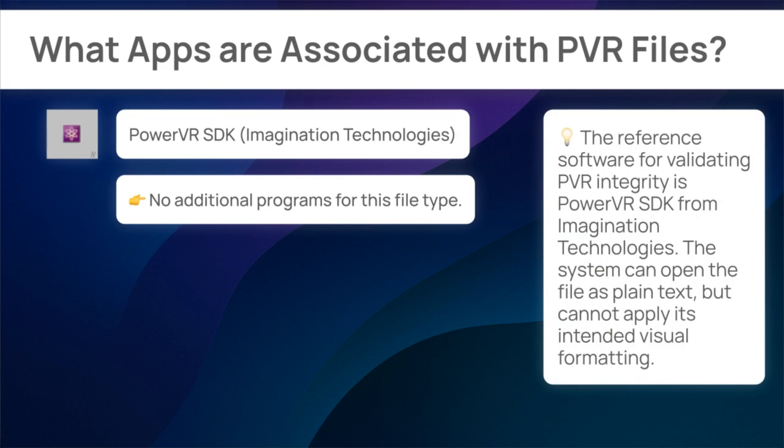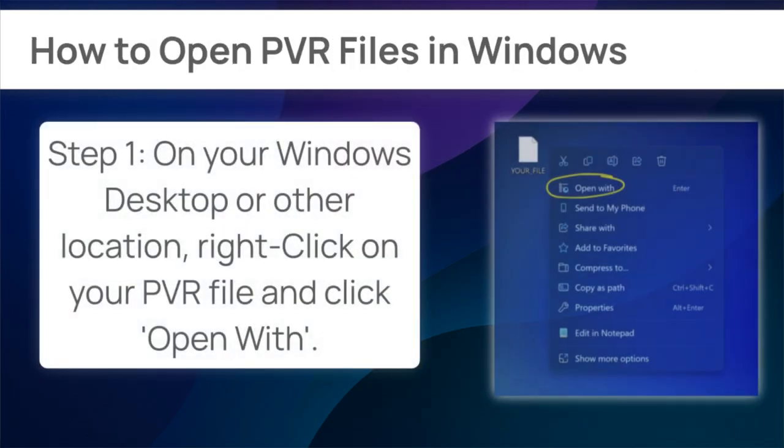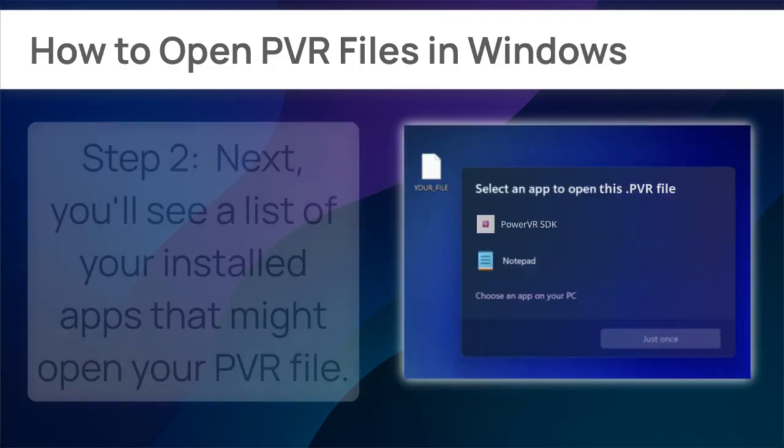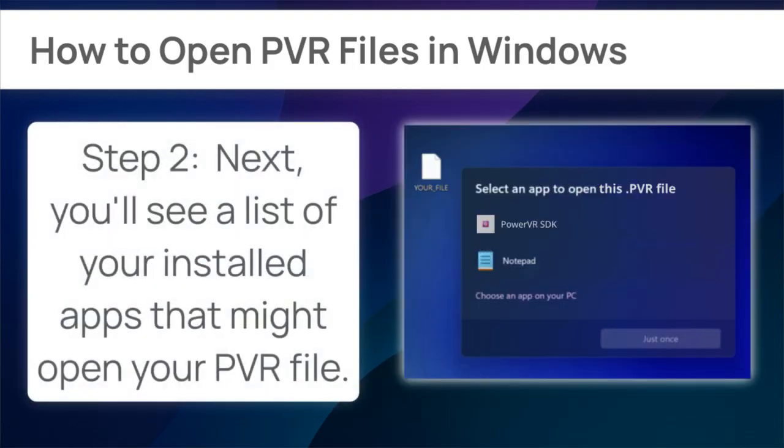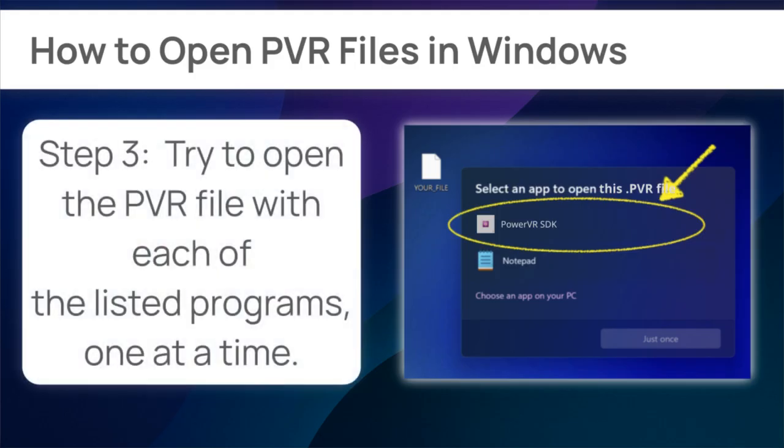Windows can play many video formats in built-in or installed players. We'll initiate a full scan of potential openers now. Right-click your PVR file and select Open With. Test PowerVR SDK if it appears. If it fails, select the next application.